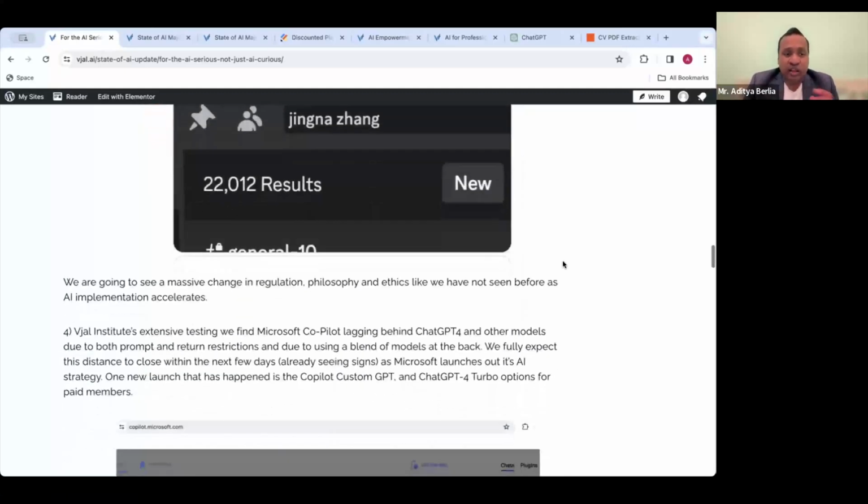We're going to see a lot of this come out in terms of regulation, philosophy, and ethics. This is going to be by geography, and it's going to be very personal.